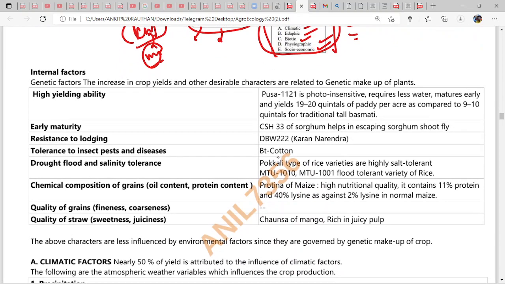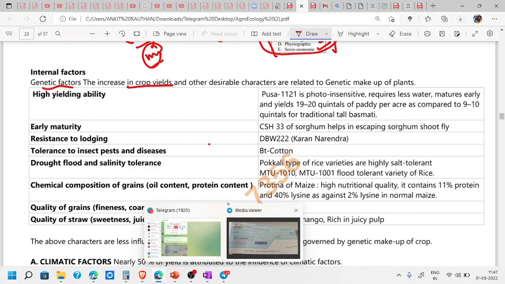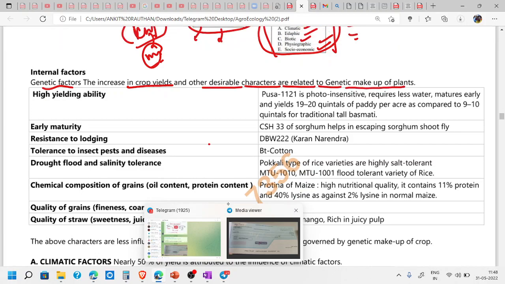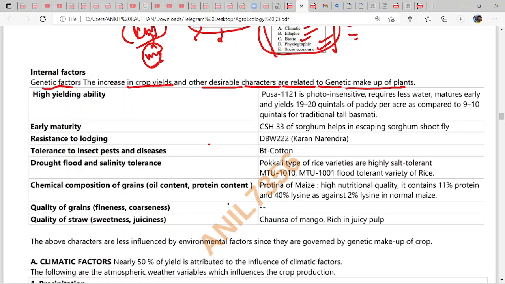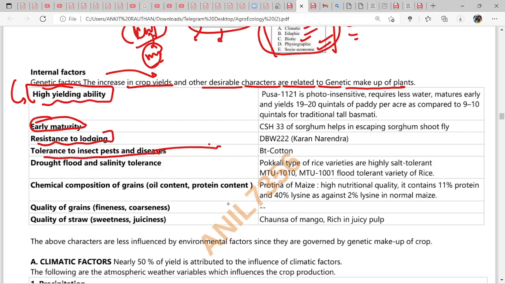What difference do internal factors make? Genetic factors: the increase in crop yields and other desirable characters are related to the genetic makeup of plants. This we all know. So high yielding ability, do the plants have the high yielding ability? Early maturity period, do the plants have this? Resistance to lodging, tolerance to insects and pests, we have BT cotton for it. Drought, flood and salinity tolerance, Pokkali type of rice varieties. Pokkali where? Kerala.